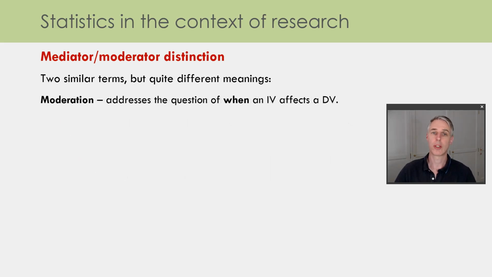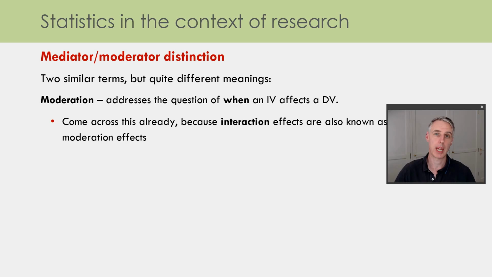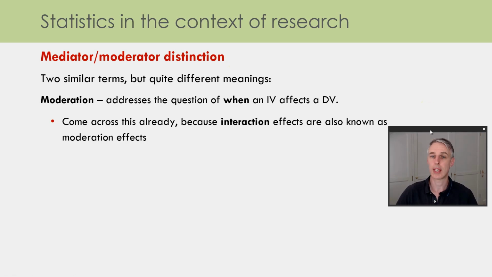In contrast, moderation is more relevant to the question of when, or under what conditions, an independent variable might affect a dependent variable. Now, as I pointed out last time, we've come across this already, because interaction effects, as I covered them in the Between Participants ANOVA and Mixed Model sessions, are also referred to as moderation effects. So interaction effects and moderation effects can be used pretty much interchangeably as terms.